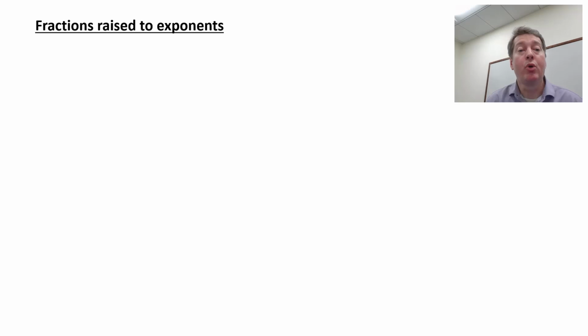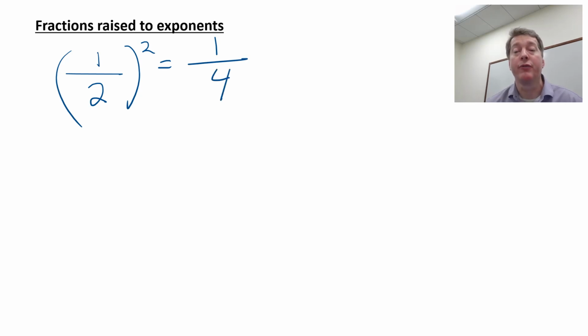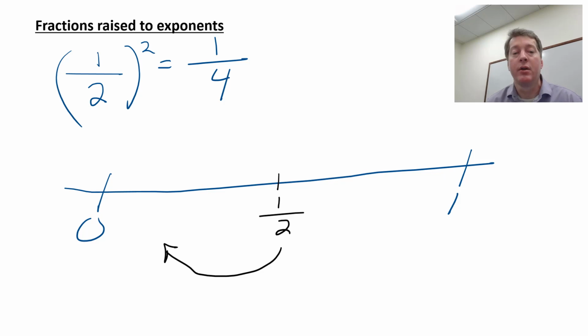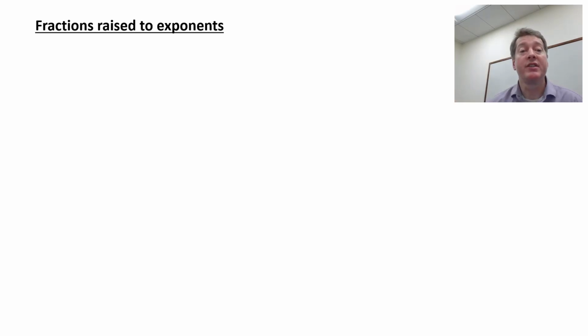And here you see 1/10 to the negative 2 is the reciprocal of 1/10 to the positive 2. One point I want to make, I said earlier, 1/2 squared is 1/4. It gets smaller, not bigger. If you take a fraction and raise it to a positive exponent, the number gets smaller, not bigger. If I were to write the number line, so here's 0, here's 1. Suppose I write 1/2 in here. 1/2 squared is 1/4. It's smaller, not bigger.